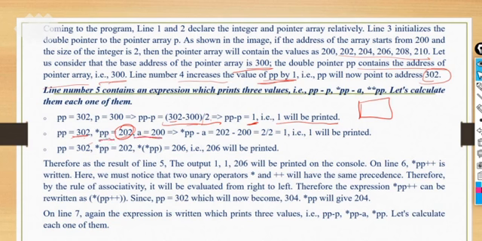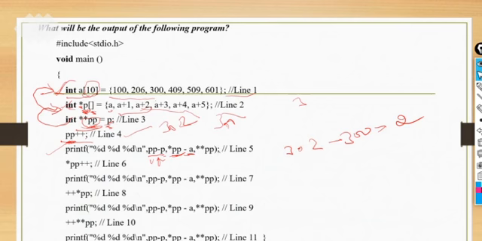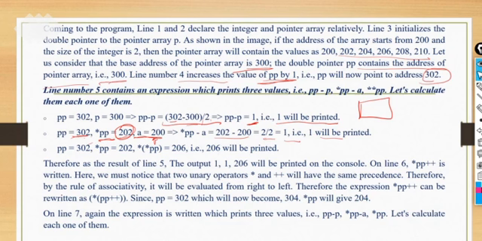Next, what do we have? A. A value is 200, we know. So 202 minus 200 divided by 2. Again, it will come 1. Next, what do we have to print? Star PP, double pointer PP. So 302 is the PP, star PP is 202, we already know. And what is the value at that particular point? 206. We are pointing a pointer to a pointer. Again it will point, and 206 will be printed here, right?